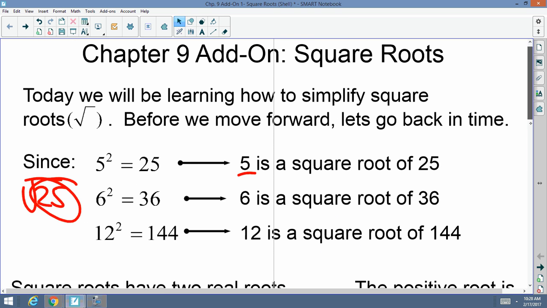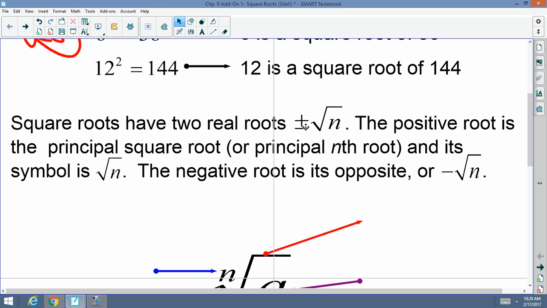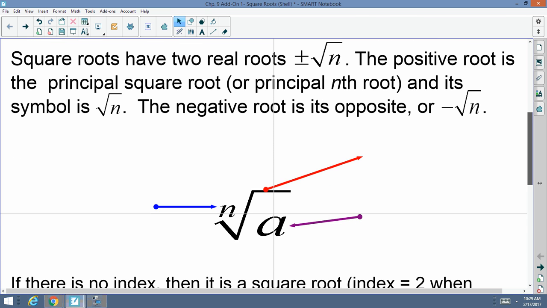All right, square roots have 2 real root answers, okay? Please pay attention to this because this can get complicated. The positive root is the principal square root or principal nth root. And its symbol is a radical symbol with an n in it, positive. The negative root is the opposite, or the negative radical of it. When you have a square root, you have 2 possibilities. You have a plus or a minus.